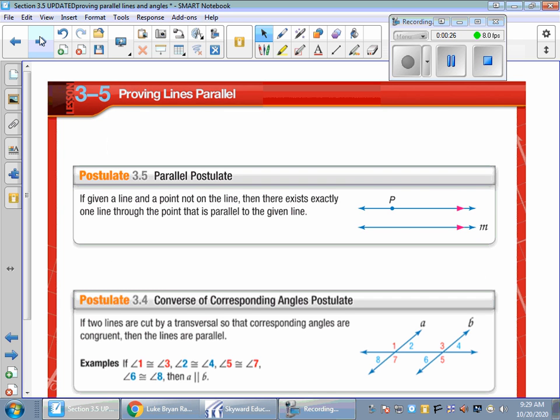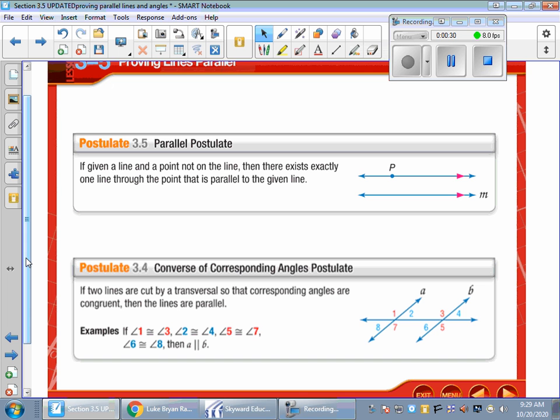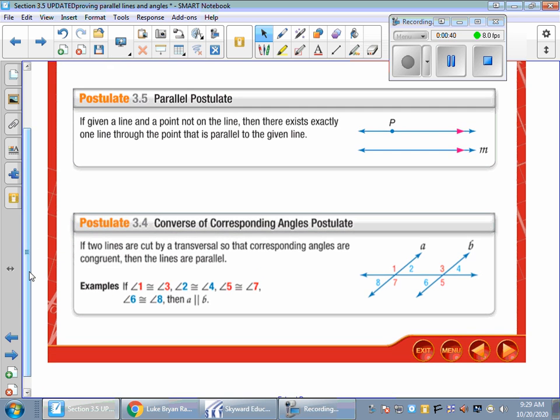So parallel postulate. With the parallel postulate, it says if given a line and a point not on the line, there exists exactly one line through that point that is parallel to the given line. So just a postulate here. And the converse of the corresponding angles postulate, again, is just the idea that if you have corresponding angles that are equal, then that means that we have parallel lines.